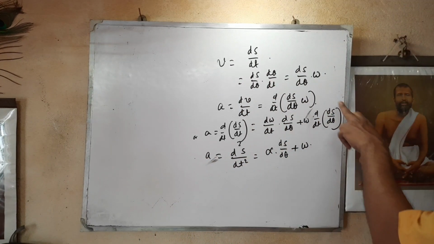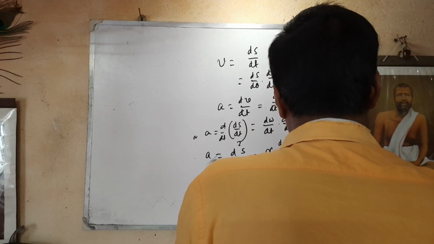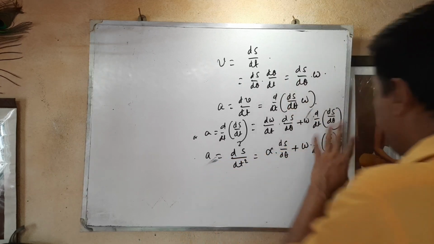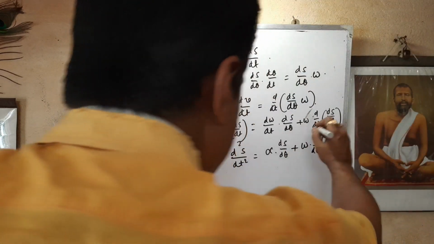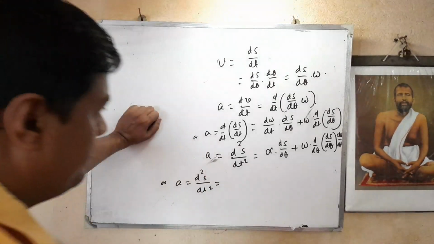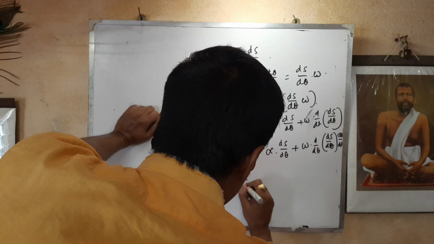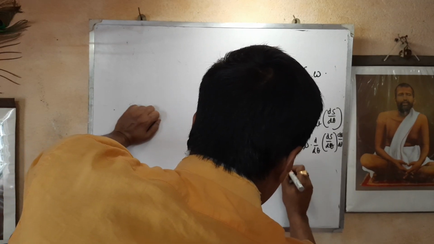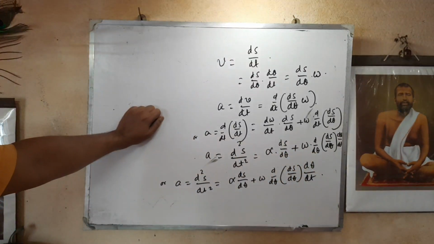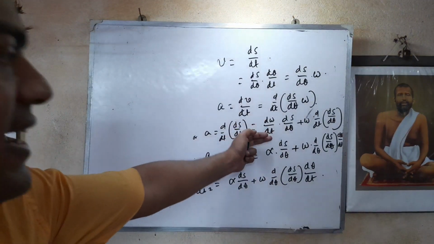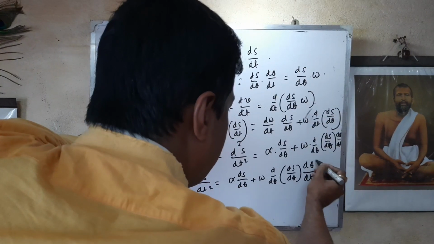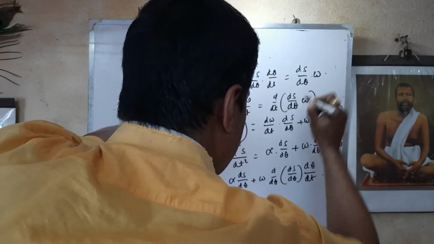Now how can we represent this term? You just observe that I can write this term as, or I am again writing this term, acceleration a equals d²s/dt², that is alpha ds/dθ plus omega into d/dθ of ds/dθ into dθ/dt. From this step, the next step is this. Just observe that d/dt of ds/dθ has been written in this form.